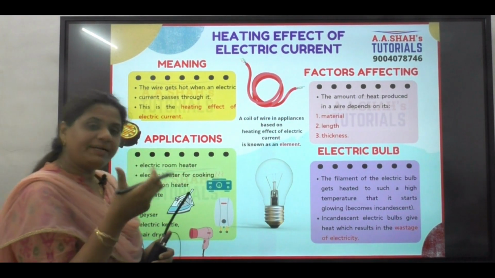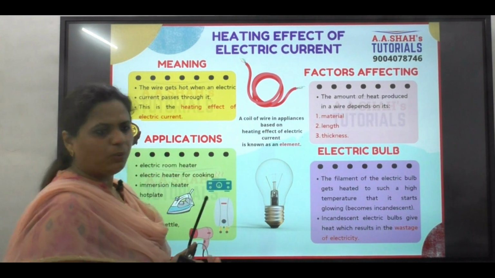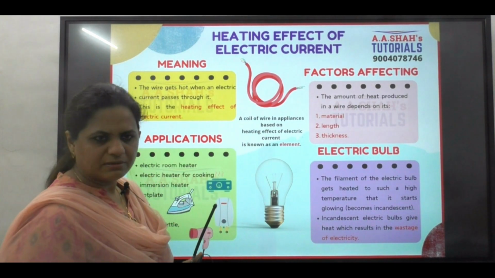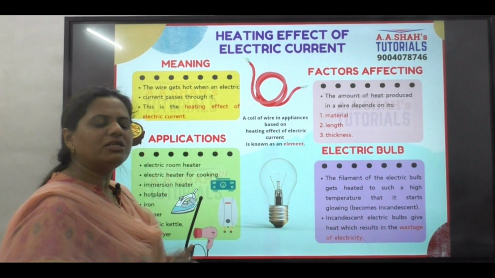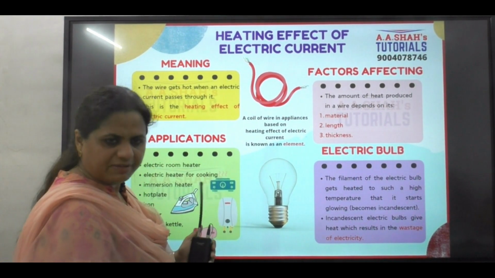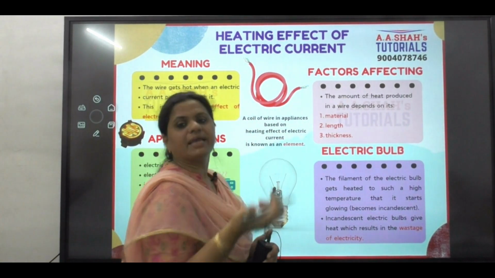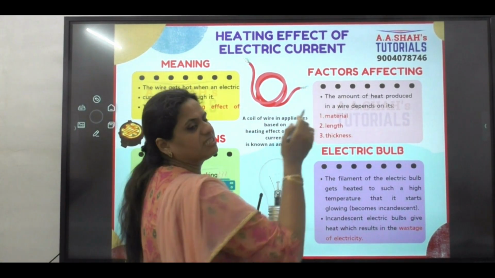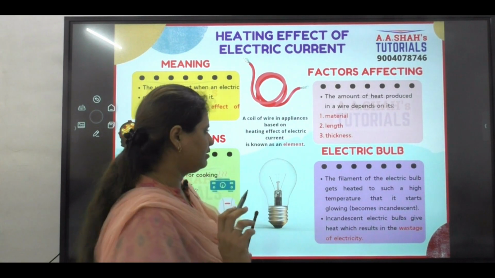The material which gets heated quickly will give you better results. So some materials get heated quickly, some materials do not get heated quickly. Then the length of the wire, the more the length of the wire. And the thickness, how thick is the wire. So these three are the factors which decide the heating effect of electric current. Right?